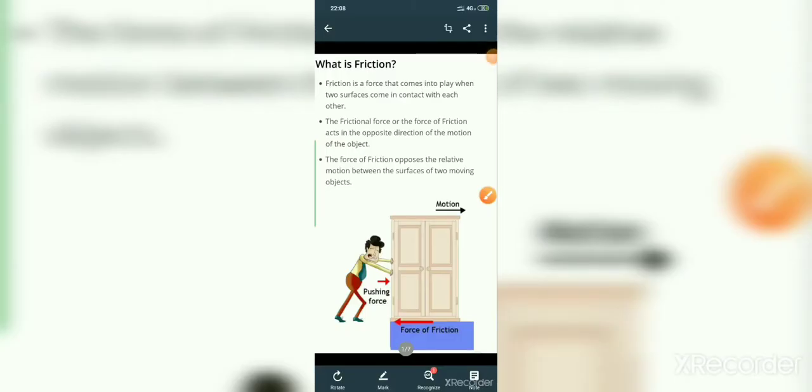So children, what is friction? Friction is a force that comes into play when two surfaces come in contact with each other. The frictional force, or the force of friction, acts in the opposite direction of the motion of the object, and the force of friction opposes the relative motion between the surfaces of two moving objects. Since it opposes the motion, that's why a moving ball comes to rest after moving a certain distance.